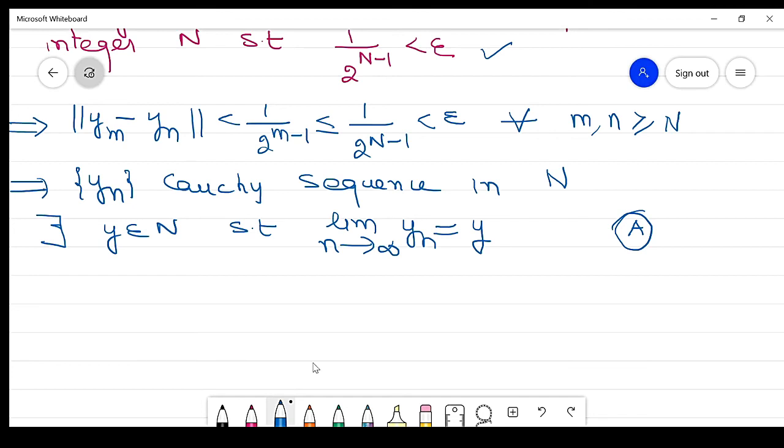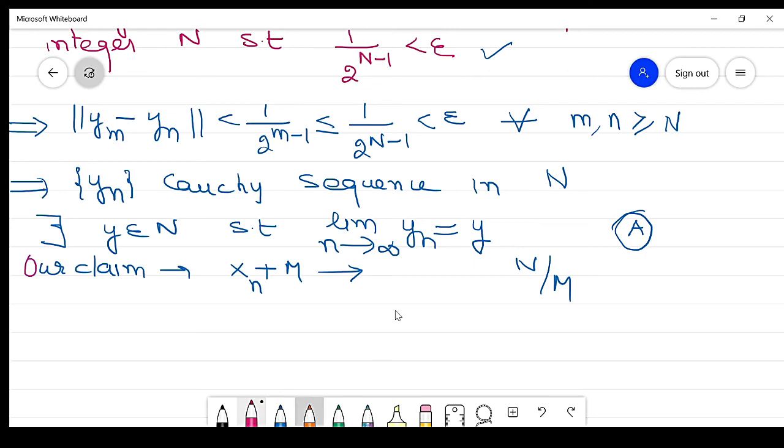But my purpose is to prove that x_n plus M is convergent in N by M. To prove it is convergent in N by M, I will prove this is convergent to y plus M, and this y plus M belongs to N by M, right? So that is my purpose.